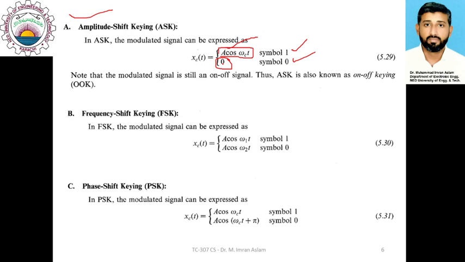So practically this signaling is related to whether you transmit or not. If you transmit a waveform, that represents binary 1. If you do not transmit, that represents binary 0. That's why this modulation scheme is sometimes called on-off signaling, or on-off keying, or OOK. So in some cases this scheme can be written as OOK.